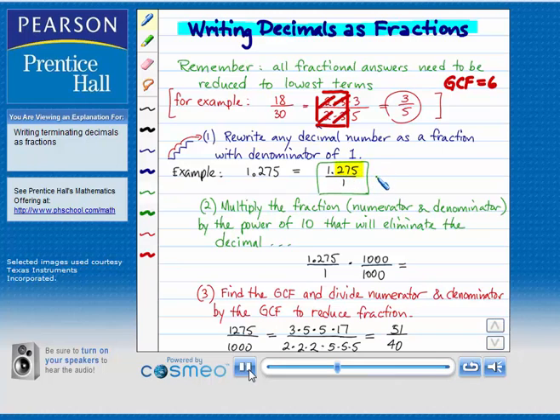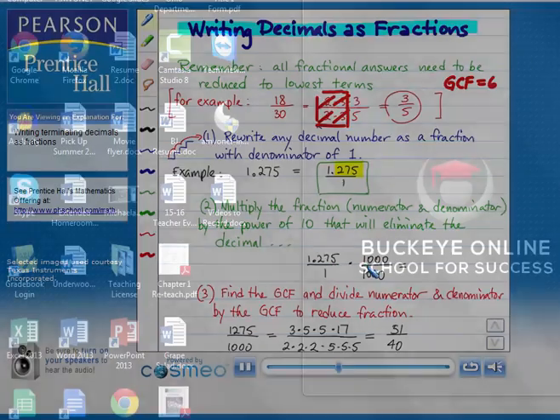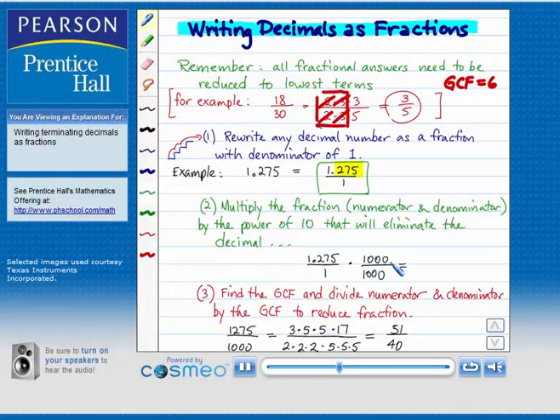So I'm going to multiply 1.275 by 1,000 over 1,000. Just count the decimal places. There are 3 here. I'm going to multiply by 1 followed by 3 zeros. And you should know how to multiply by 1,000. You move the decimal point from wherever it is 3 places to the right. So that's going to give me 1,275 over, in the denominator, 1,000.